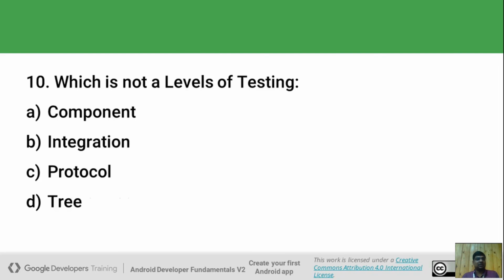And the last MCQ is, which is not a level of testing? First is components, integration, protocol, and last is tree. So components, integration and protocol are levels of testing, but tree is not a level of testing. So the MCQs of this lecture are over.